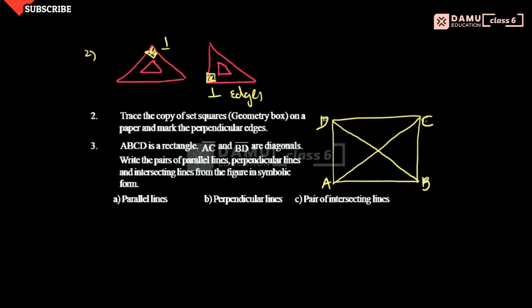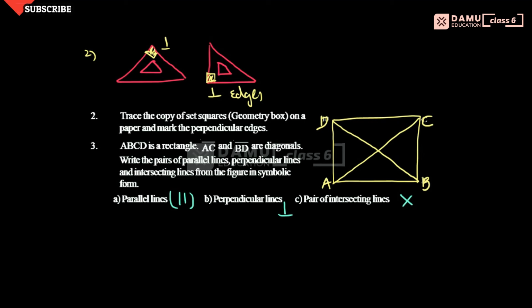Next, ABCD is a rectangle, AC and BD are diagonals. Write the pair of parallel lines, perpendicular lines and intersecting lines from the figure symbolically. So the parallel symbol you can write like this, then perpendicular lines will be like this, and the pair of intersecting lines will be like this.